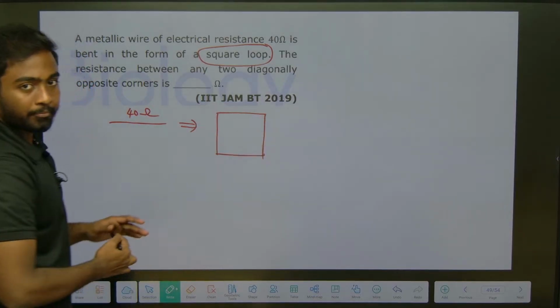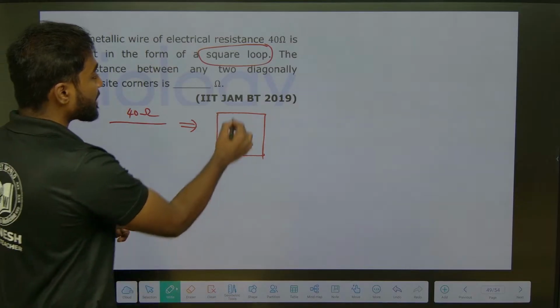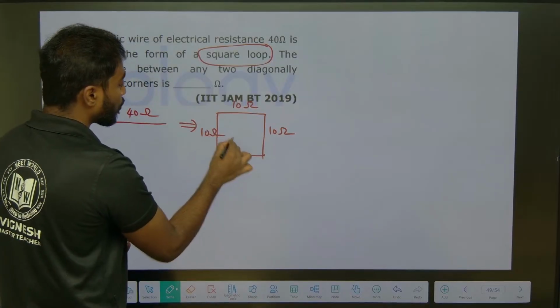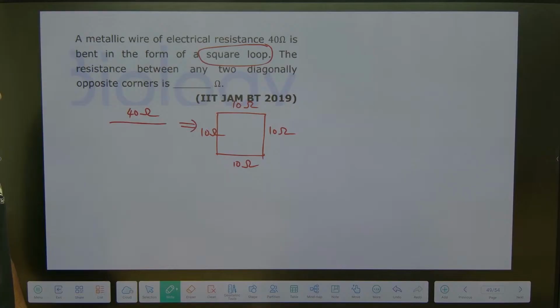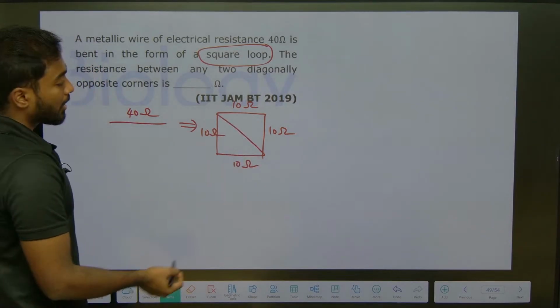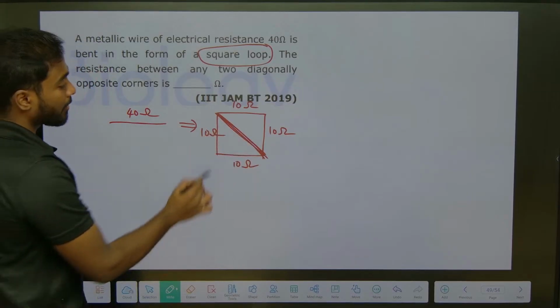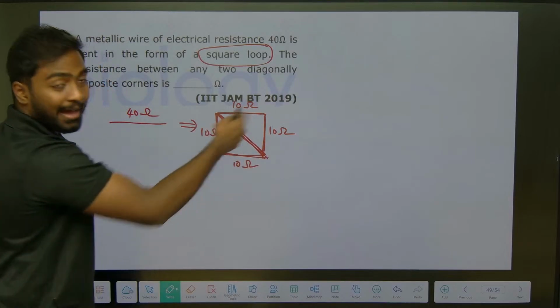If I talk about the bent wire, each side will be 10 ohms, right? 10 ohm, 10 ohm, 10 ohm, and 10 ohm. So any two diagonal points, can I take this diagonal now? For example, this one diagonal. So this is in series and this is in series, and these two are in parallel.